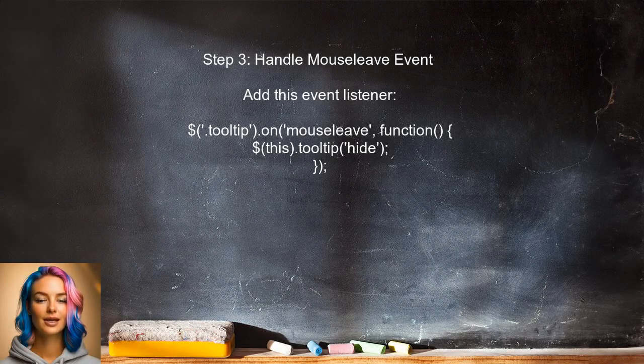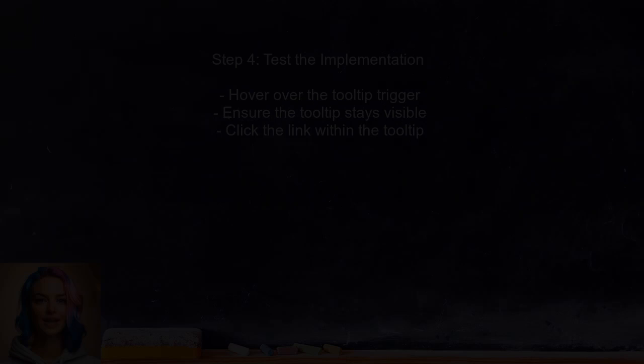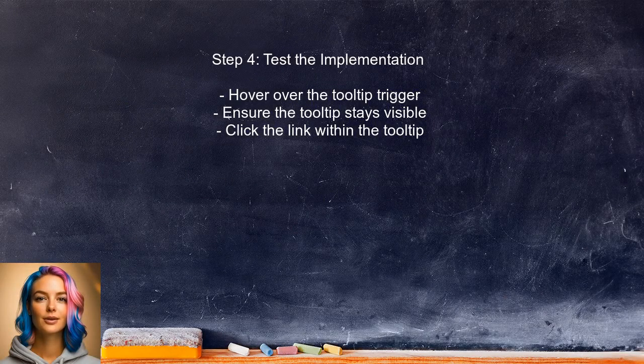Now, the user needs to handle the mouse leave event to hide the tooltip only when the mouse leaves both the tooltip and the target element. This prevents the tooltip from disappearing too quickly. Finally, the user should test the implementation to ensure that the tooltip behaves as expected. They can do this by hovering over the tooltip trigger and clicking the link within the tooltip.